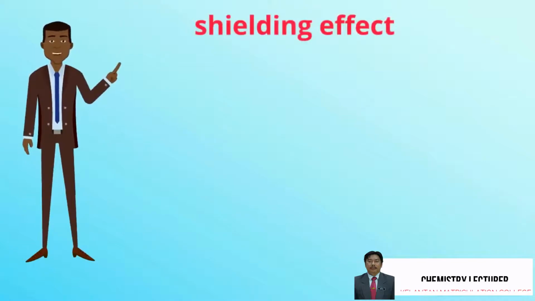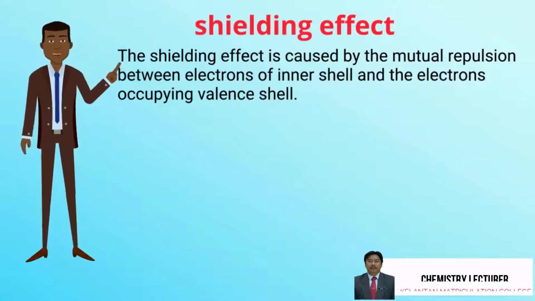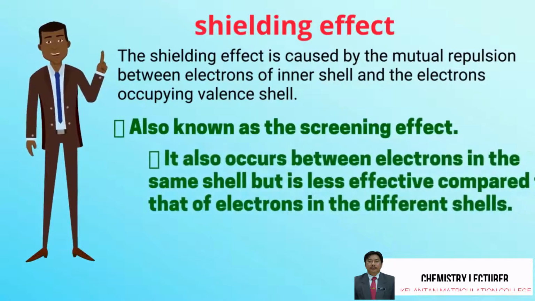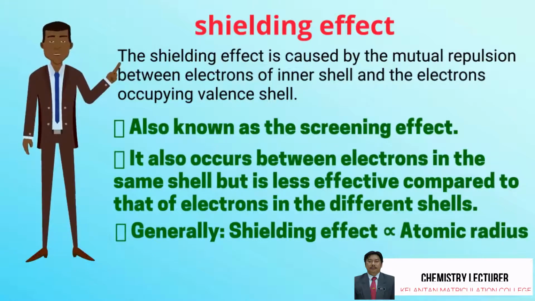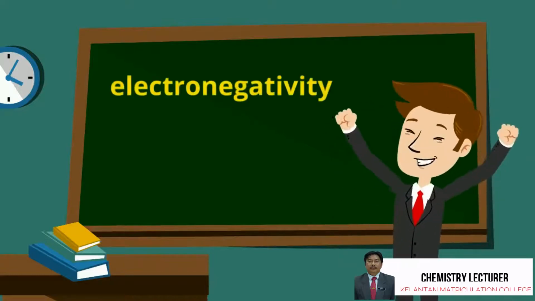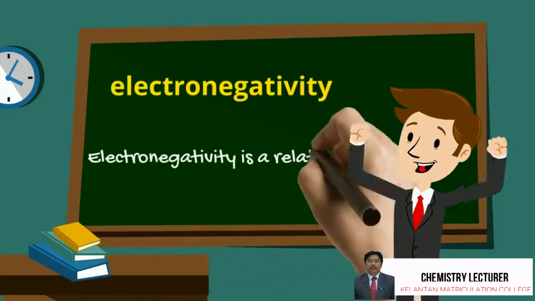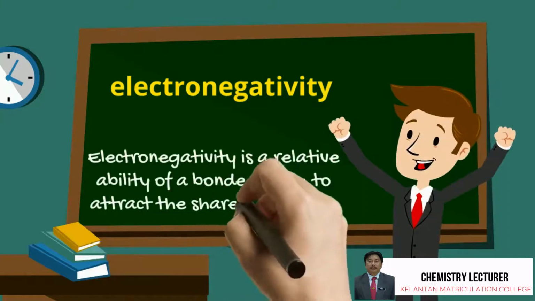The shielding effect, or the screening effect, is caused by the mutual repulsion between electrons of the inner shell and the electrons occupying the valence shell. Generally, the shielding effect is directly proportional to atomic radius. What is electronegativity? Electronegativity is the relative ability of a bonded atom to attract the shared electrons.